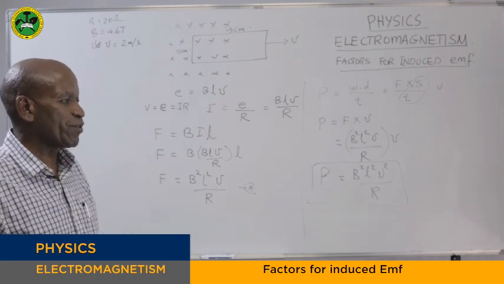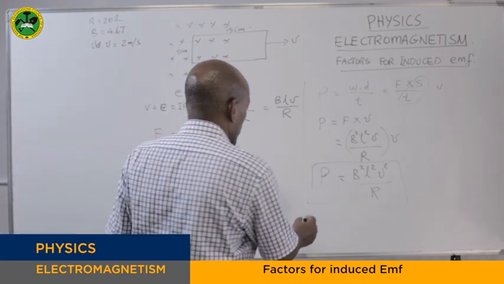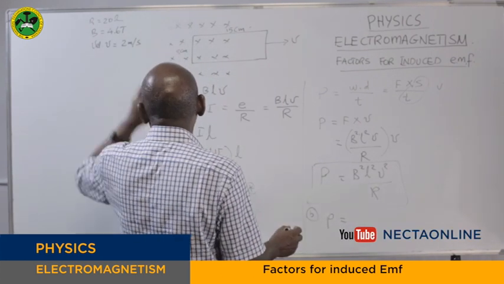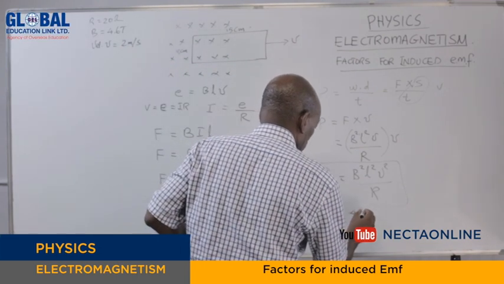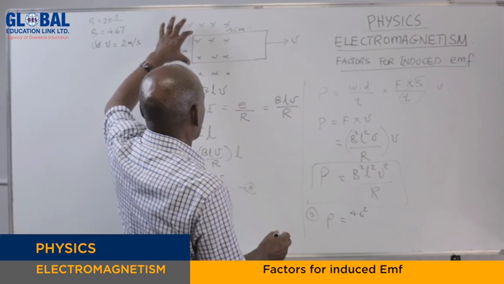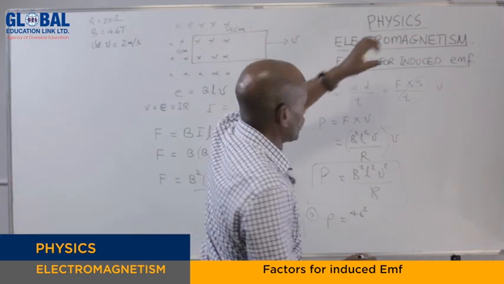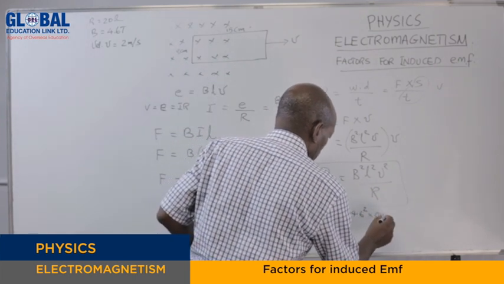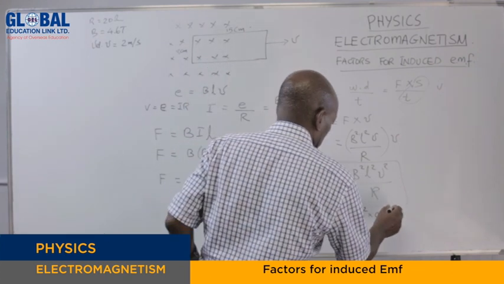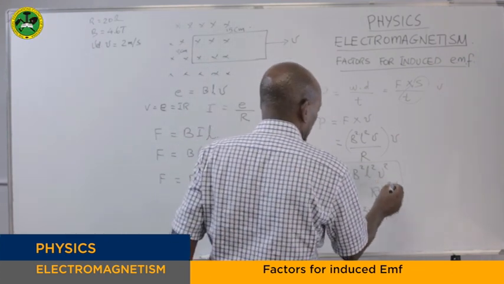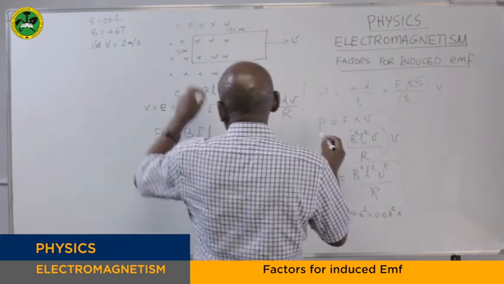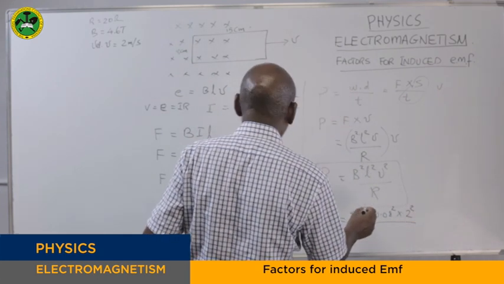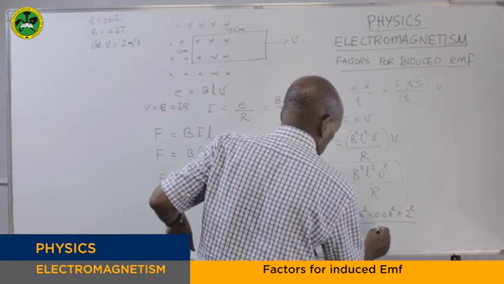Now it's a matter of substituting. To obtain the value for the power, we substitute. The value for B is 4.6, so take 4.6 squared. The length L is the length which really interacts with the field whenever it is moved away from the field, which is 8 centimeters. This is 0.08 meters, squared. The velocity there is 2 meters per second, so this is 2 squared. And we divide by the resistance, which is given there as 20 ohms.